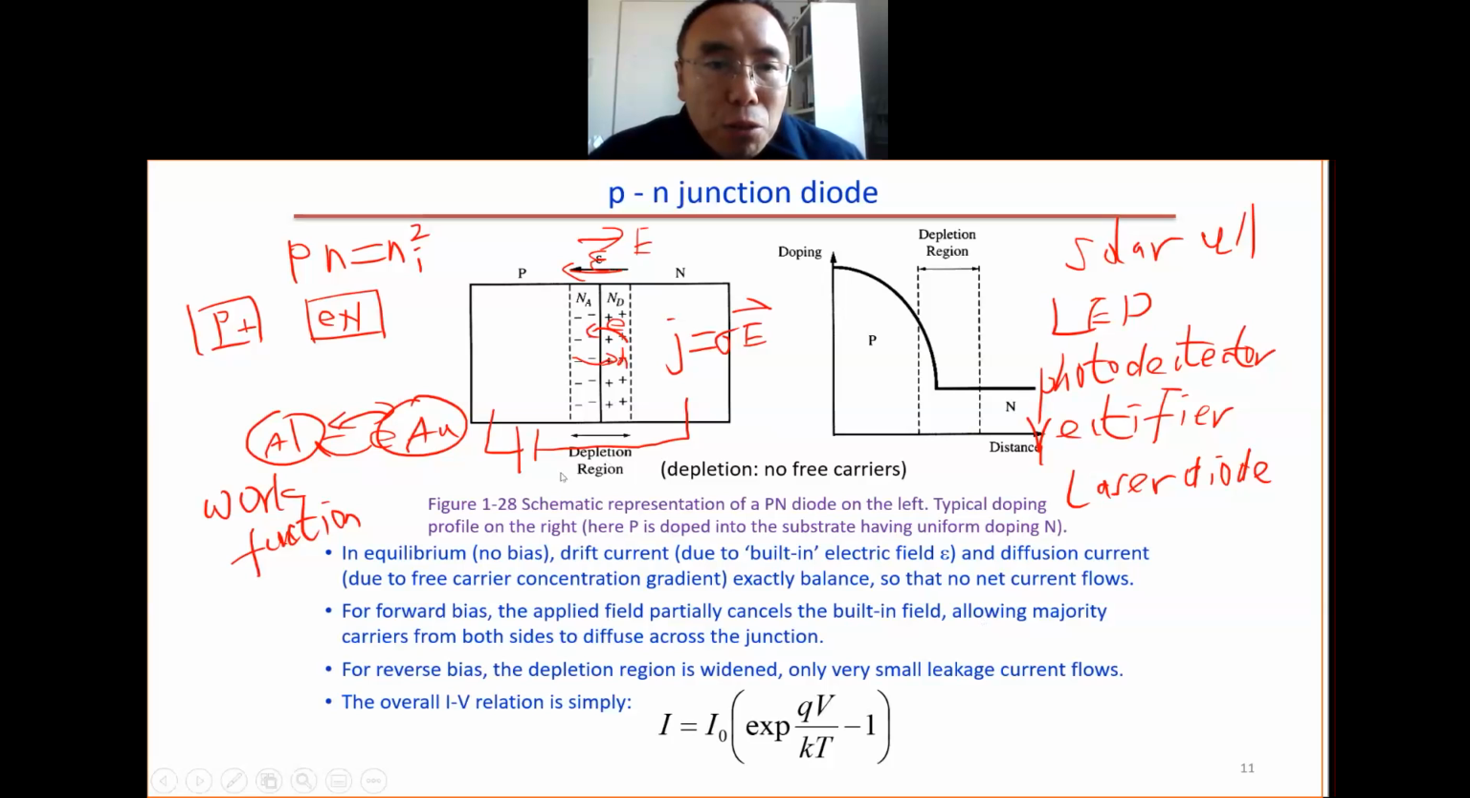When we have reverse bias, the depletion region will be widened, but only a very small leakage current will flow. In the end, we get this formula: I equals I0 times (e to the power of qV over kT, minus 1), where q is the electron charge, V is the voltage. This is the basic idea of the p-n junction.